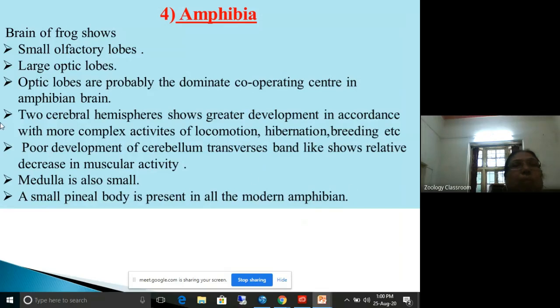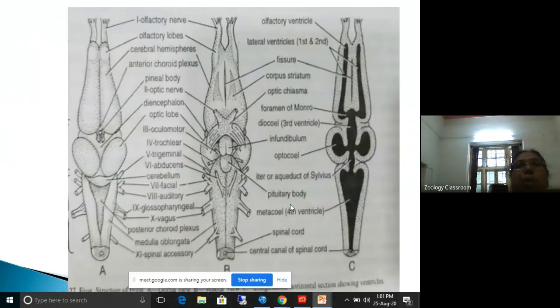So in the brain of the frog we see small olfactory lobes and large optic lobes. Optic lobes probably dominate as the coordinating center in the amphibian brain. The two cerebral hemispheres show greater development in accordance with more complex activities of locomotion, hibernation, and breeding. There is poor development of the cerebellum, a transverse band-like structure, with decreased muscular activity because the frog is not very active. The medulla is also small, and a small pineal body is present in all modern amphibians. So we complete the amphibian or frog brain.